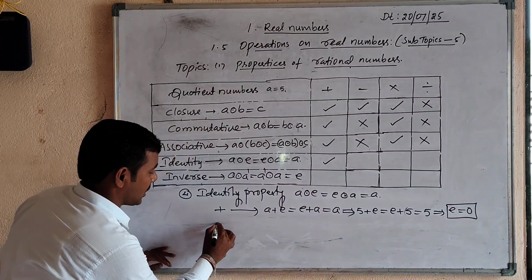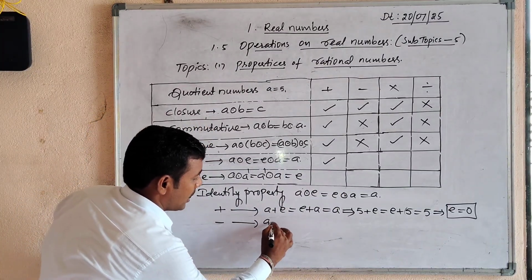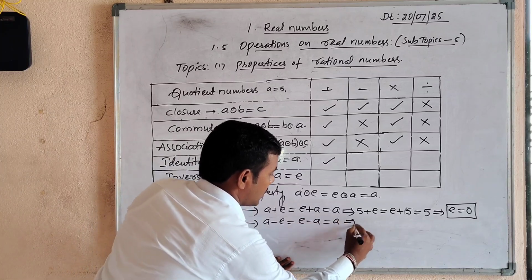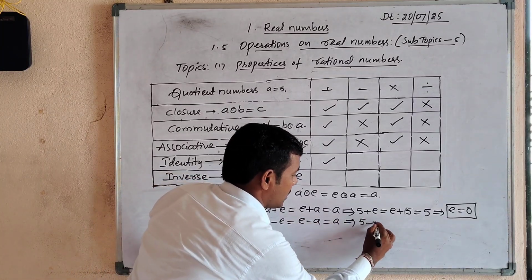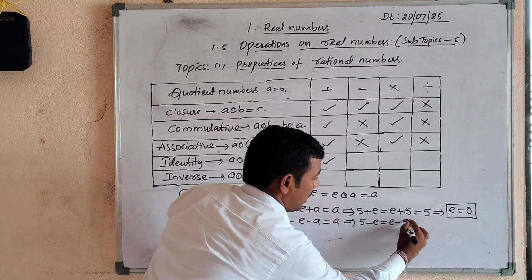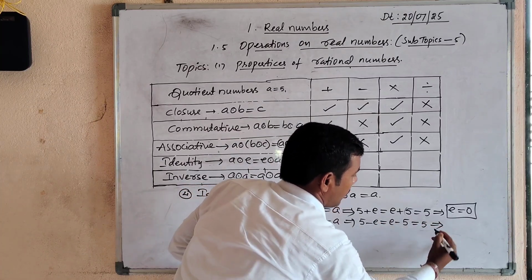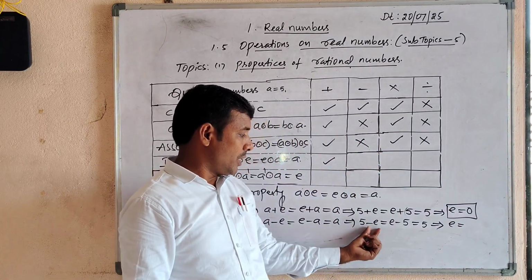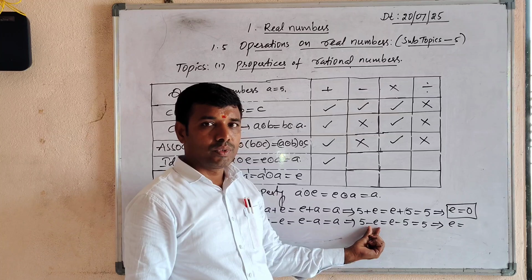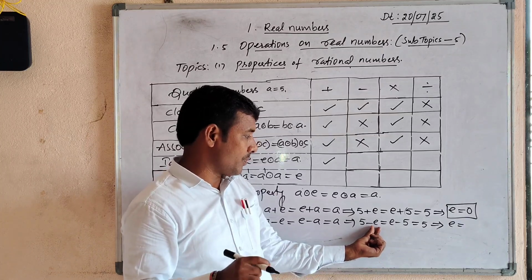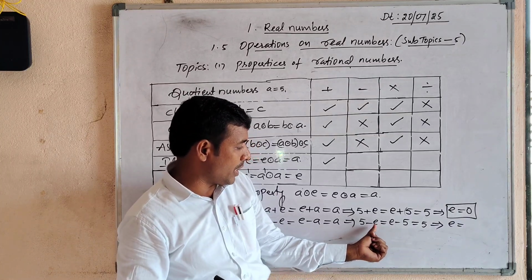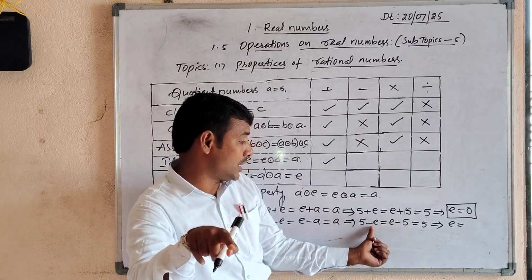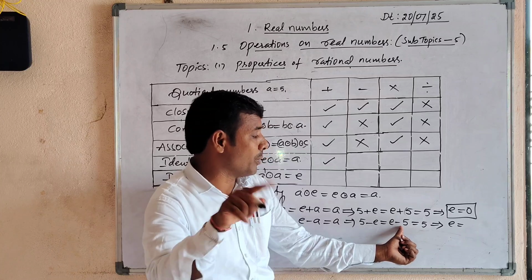Let us go with minus concept. What is minus concept? A minus E is equal to E minus A is equal to A. See, substitute same concept. 5 minus E, E minus 5 is equal to 5. Then find E value. List out the E value. Think about E value. Student said they can guess E value 0. Once let us go with 0. 5 minus 0, 5. 0 minus 5, minus 5.